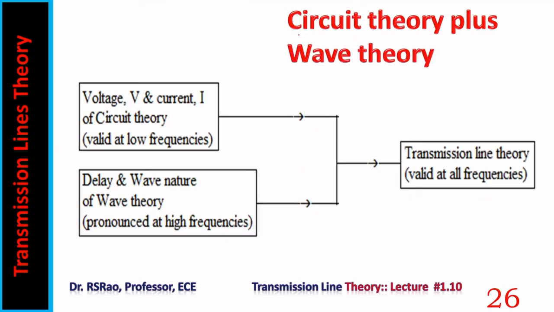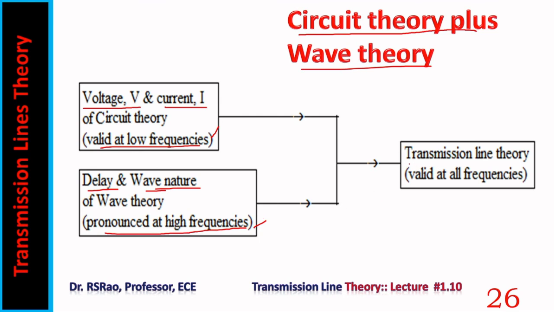Here a comparison is given between circuit theory and wave theory, and their role in transmission line theory. You see, in circuit theory, voltages and currents are used, and it is useful at low frequencies. Wave theory is about wave nature, delay, etc. This wave nature is pronounced at high frequencies. So circuit theory is for low frequencies, and wave theory is applicable at high frequencies. Wave theory is applicable at low frequencies also, but at low frequencies we use circuit theory. The reason is circuit theory is simple and easy.